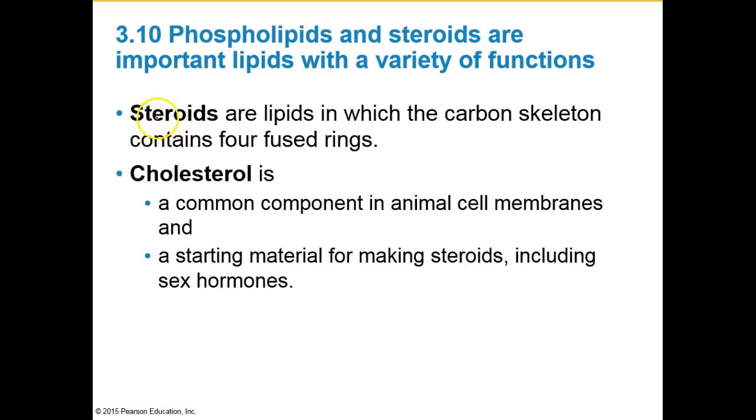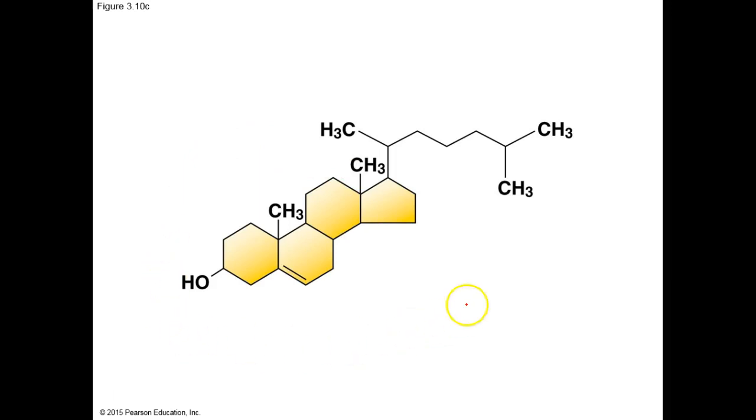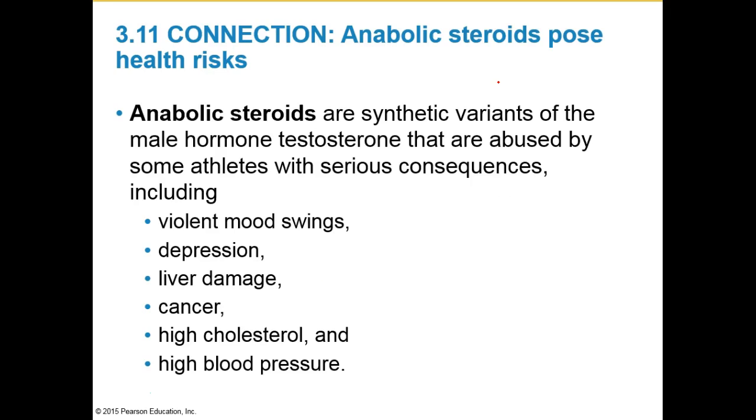The last one are steroids, and I'm going to try to finish you up here in about the next minute. Steroids are lipids in which the hydrocarbon skeleton contains 4 fused rings. So it's sort of like 4 hexagons, but not exactly. Cholesterol is actually a steroid, and it's a component of animal cell membranes, and it's the starting material for steroids, including sex hormones. So cholesterol is kind of an important thing. Too much cholesterol is a health risk, which we talk about. But this is the basic structure of cholesterol for a steroid.